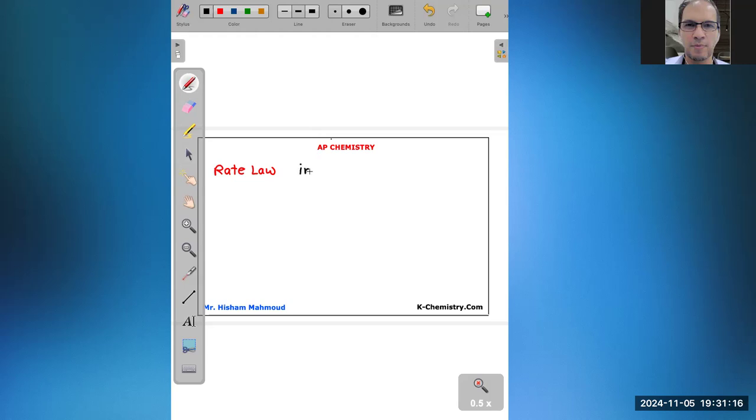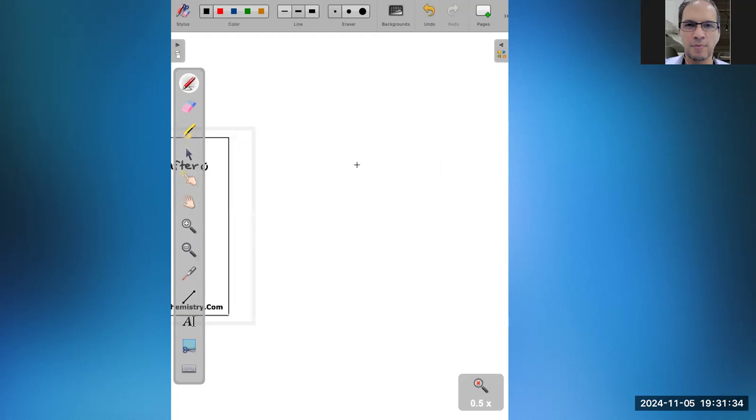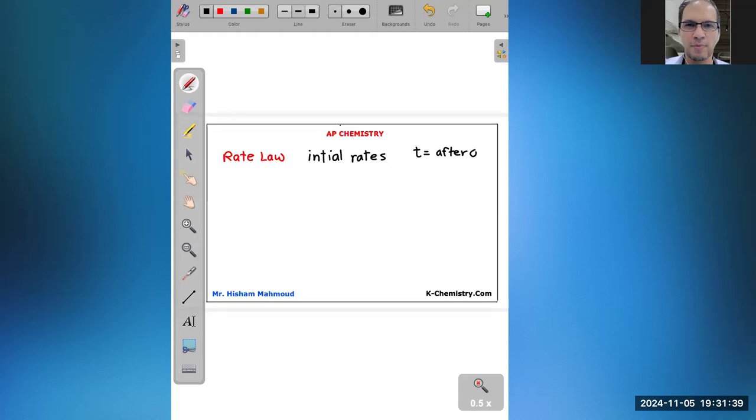So the initial rates is when the t is just after 0. Time is just after 0. And although this way was easy and good to find the rate law of the reaction, it had one problem, that it doesn't count for the whole reaction. It only can show you the reaction rates depending on the beginning of the reaction. But it doesn't give you an idea about what happens later when the rate of the reaction increases or decreases.